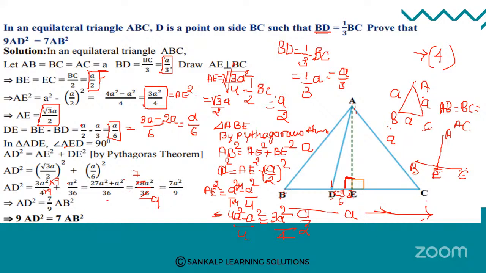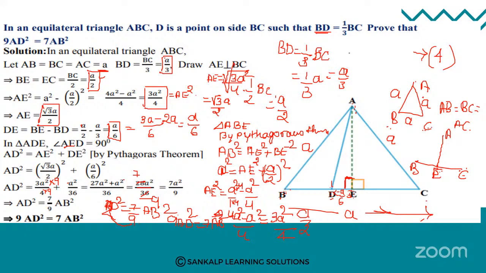What is the value of A? What have we taken A to be? A means AB, right? So in place of A, I will write AB. Therefore, AD square is equal to 7 divided by 9, A square is AB square. Now transfer this 9 to this side, that is 9AD square is equal to 7AB square. Understood? So this question can be asked for 4 marks.